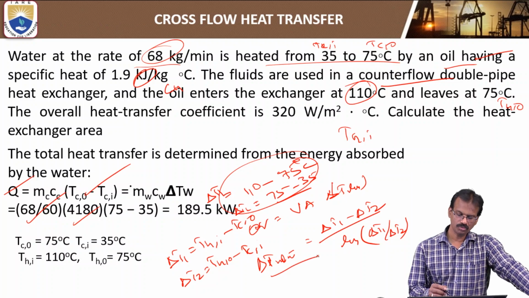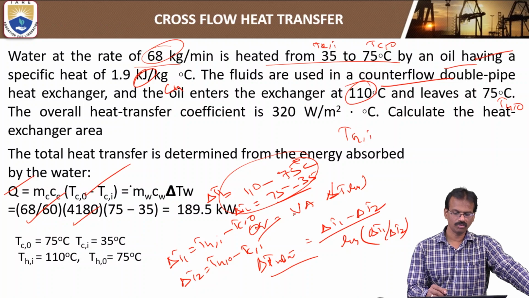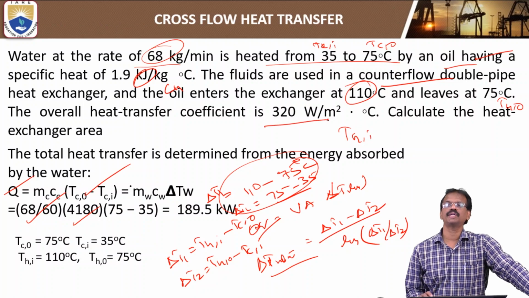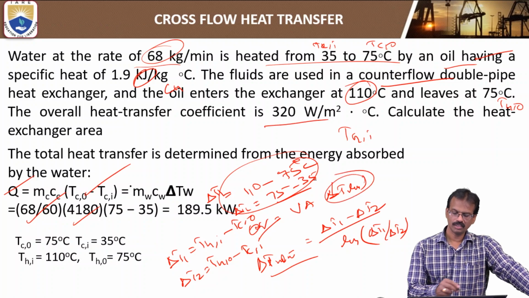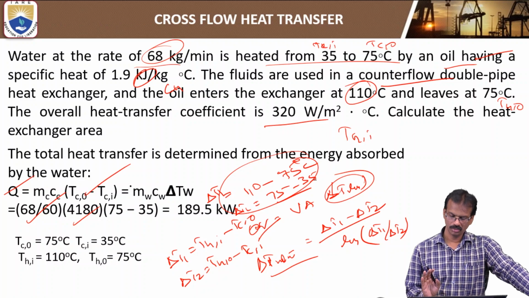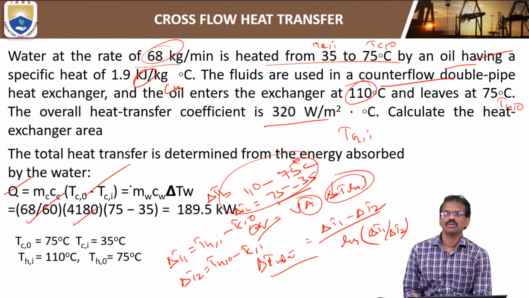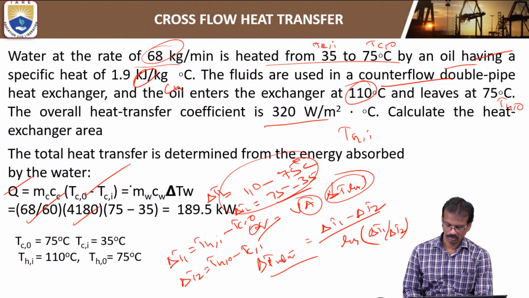Then if you substitute the values, you know the Q value, and the overall heat transfer coefficient is also given, that is 320. And you know ΔT lm, which we just solved. Then you can find the area by using this formula. In this way we can solve this numerical.